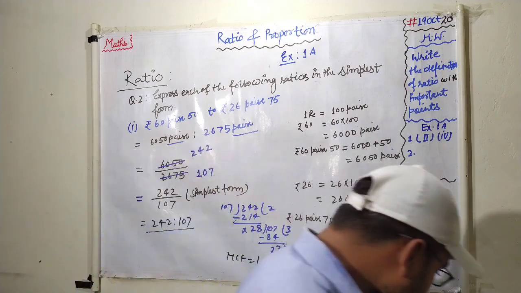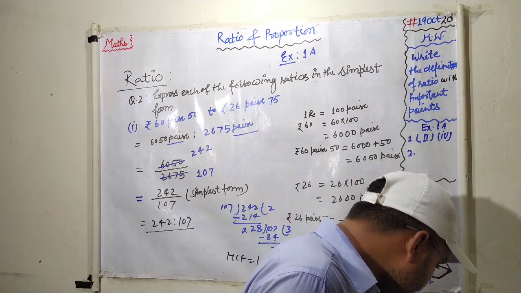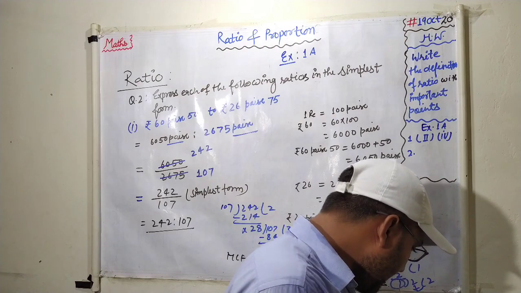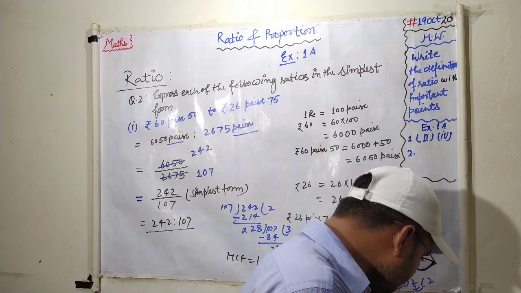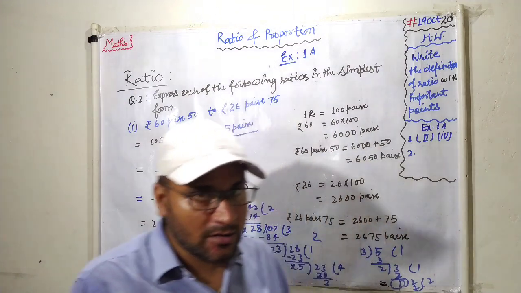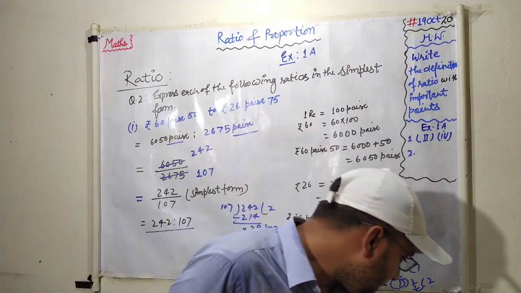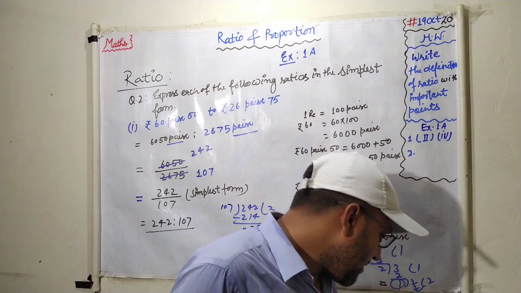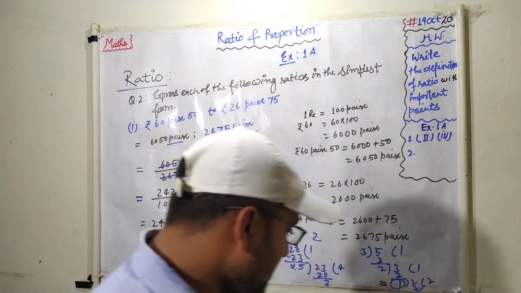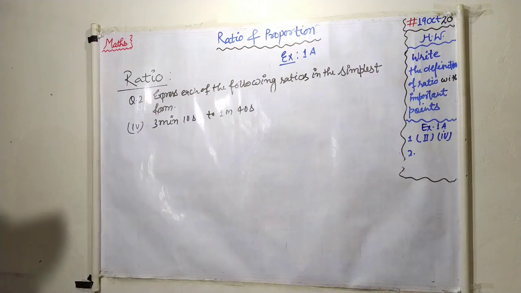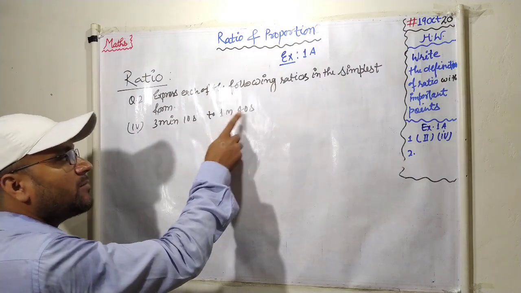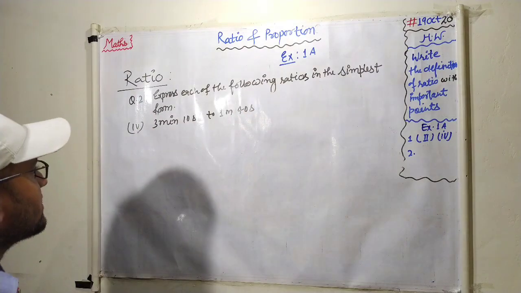Now question number second is in meter and centimeter. Change it into centimeters and then after you will compare it, students. Question number third is kilogram and gram. Change it into grams and then after you will compare it. Question number fourth one, 3 minutes and 10 seconds and 1 minute and 40 seconds. Here is question number 4, students. 3 minutes and 10 seconds to 1 minute 40 seconds.